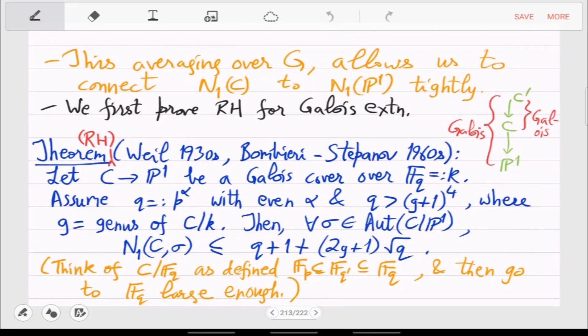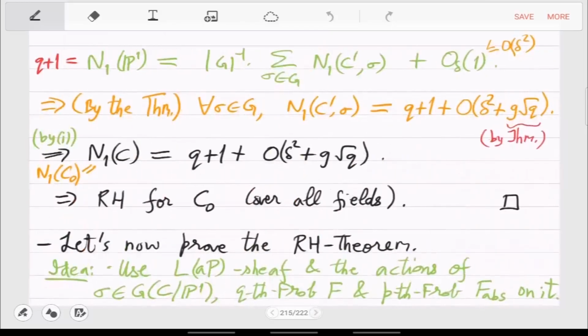This we can always ensure because the genus is limited by the degree of the curve, while q is unlimited, so we can take q sufficiently large. Then we will show that for these points N1 c sigma, the Frobenius action is the same as the sigma action. Those points are q plus an error term, upper bounded by that. This is not saying anything about a lower bound; the lower bound can also be 0. If we show this, then the Riemann hypothesis is implied.